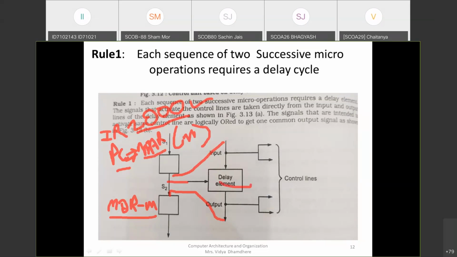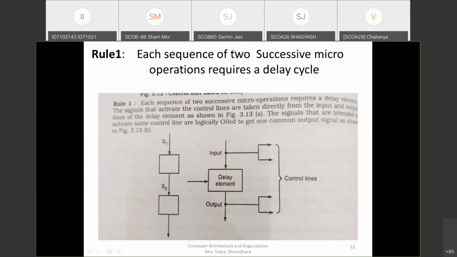That is how the hardware control unit implementation will be done. In between each micro operation, a delay element will be placed like this. Here we can say that 2 micro operations are there, S1 is sequence number 1 and there is sequence number 2 of the micro operation. In between them, this total circuit diagram of the delay element will be placed, and it will perform the task. That is rule number 1.